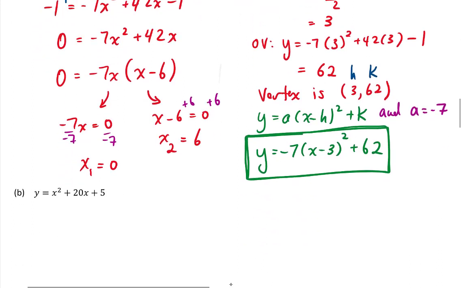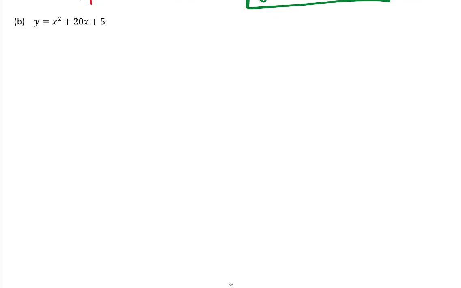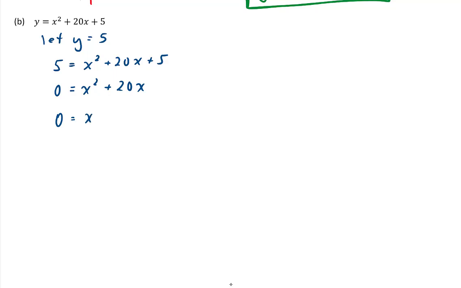Let's do this one more time. So going through the same steps, we need to find the vertex, so let's use symmetry. So we're going to let y equal 5. So we end up with 5 equals x squared plus 20x plus 5. We subtract 5 from both sides, and we get x squared plus 20x. We common factor. That gives me x times (x plus 20). We solve for the roots of this equation. So x1 is going to be 0, and x2 is going to be negative 20.